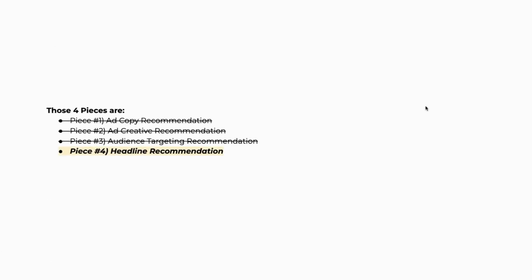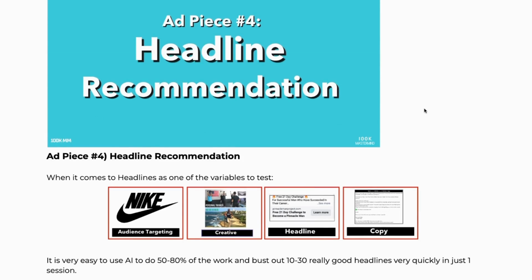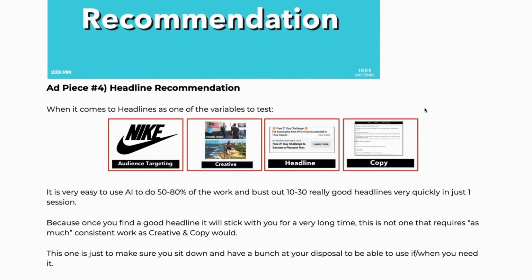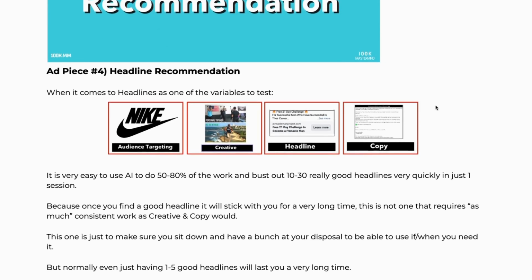And then finally, we've got the headline recommendation. This is, again, another piece, just like audience targeting, which is probably one of the easiest ones to bang out. You can literally even just use AI nowadays to do like 50 to 80% of the work and bust out some 10 to 30 really good headlines very quickly in just one session, right?